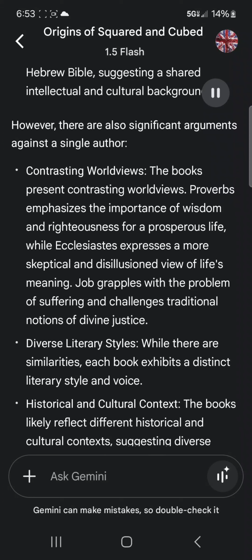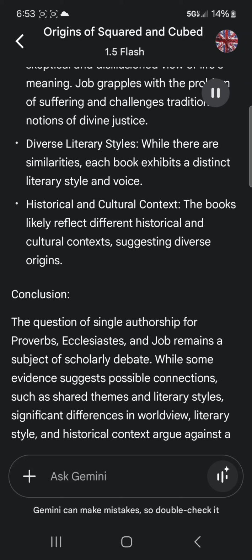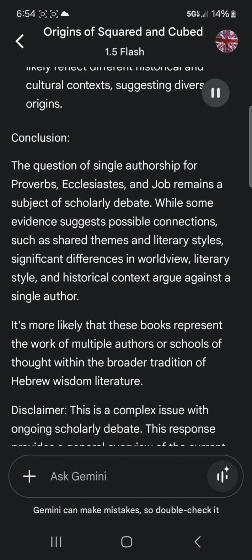However, there are also significant arguments against a single author. Contrasting worldviews. The books present contrasting worldviews. Proverbs emphasizes the importance of wisdom and righteousness for a prosperous life, while Ecclesiastes expresses a more skeptical and disillusioned view of life's meaning. Job grapples with the problem of suffering and challenges traditional notions of divine justice. Diverse literary styles. While there are similarities, each book exhibits a distinct literary style and voice. Historical and cultural context. The books likely reflect different historical and cultural contexts, suggesting diverse origins.